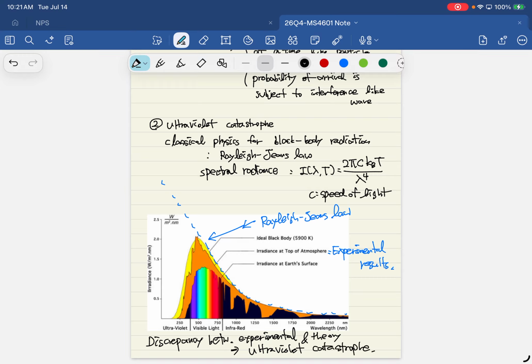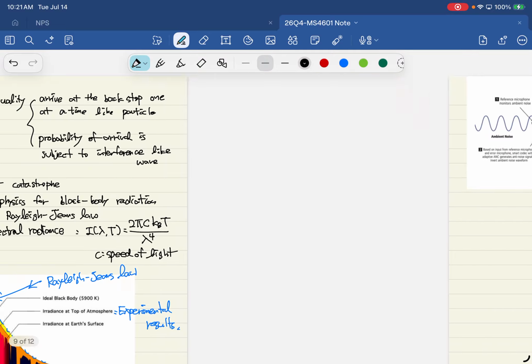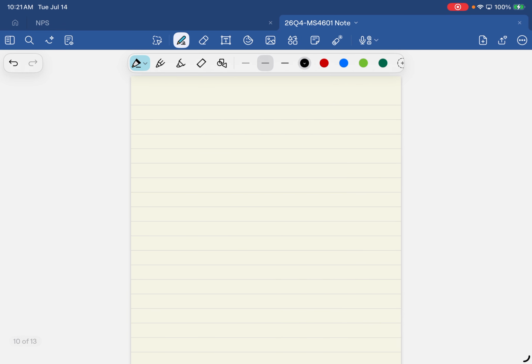So this was a big problem. People tried to understand or find out why there is such a big discrepancy in the ultraviolet region for black body radiation. This was a long-standing problem. And to address this, Planck came up with a crazy idea. Back then it was a crazy idea.